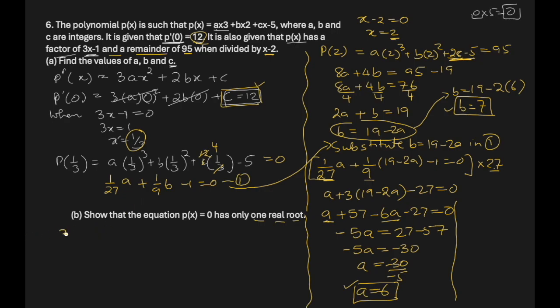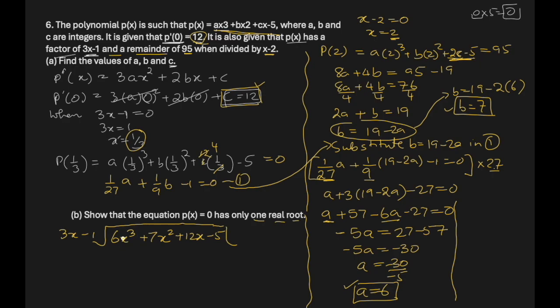So 3x minus 1, we can divide the whole polynomial by 3x minus 1 and we'll get the rest of it. So what was the polynomial? It was this one. A we got now 6. So 6x cube, sorry. 6x cube. B is 7, positive, yes, plus 7x square. C is also positive, 12x minus 5.